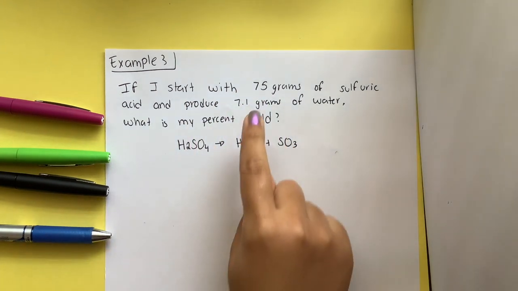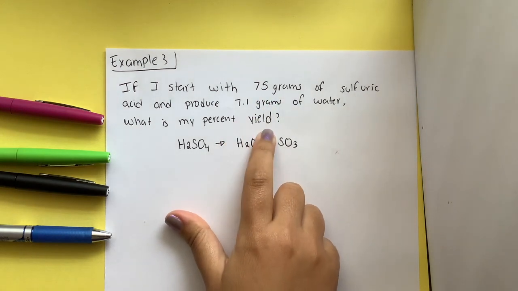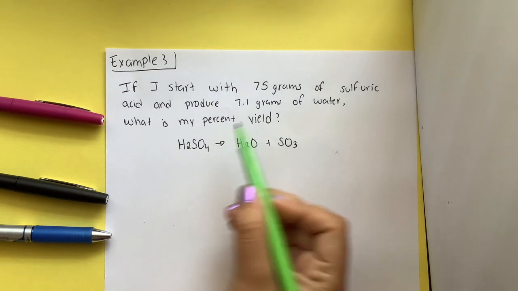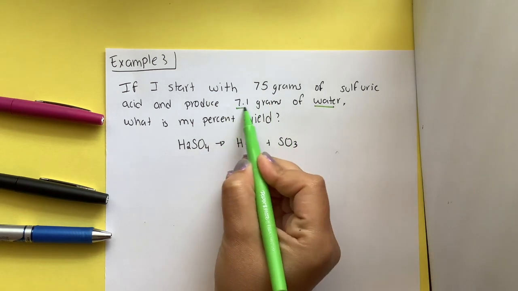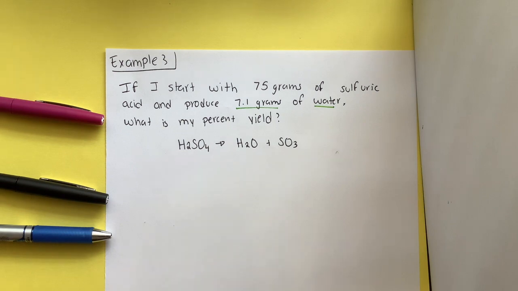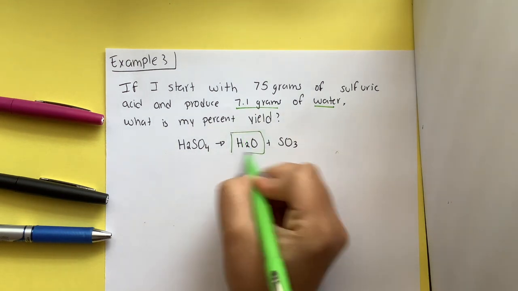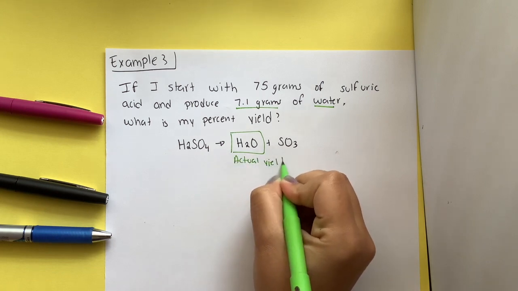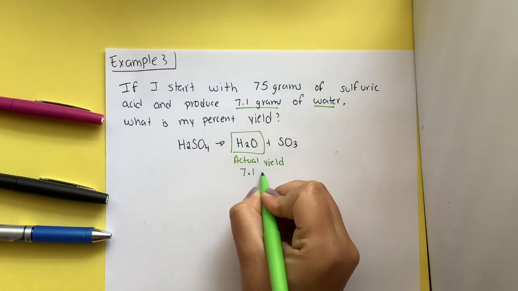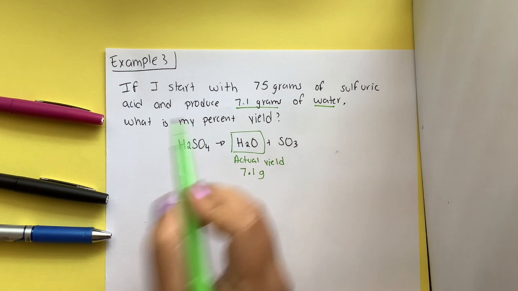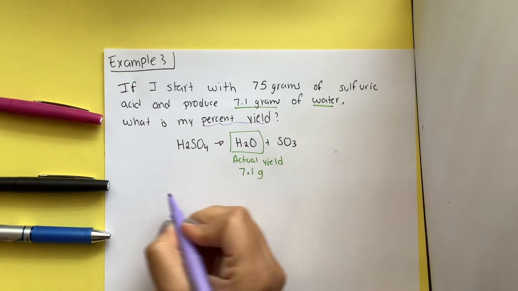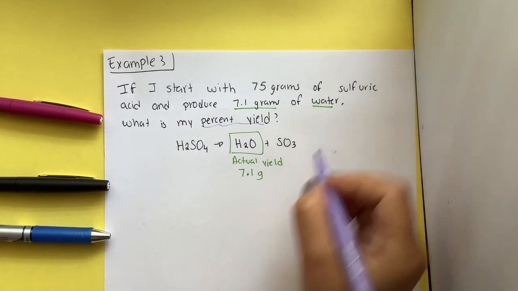Okay, so let's do another example. It says, if I start with 75 grams of sulfuric acid and produce 7.1 grams of water, what is my percent yield? So they're asking me for the percent yield of water. This right here, 7.1 grams of water, will be my actual yield. So they're giving me that the actual yield for water is 7.1 grams. They're asking me for percent yield.